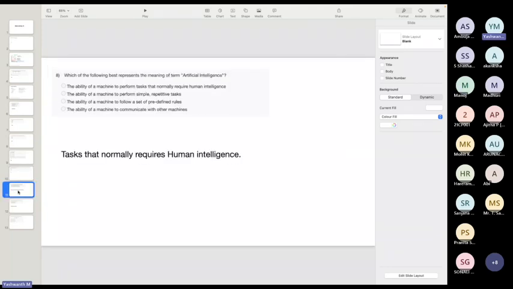Okay, so this is a very simple question. What does artificial intelligence represent? It's not a repetitive task or some communication between machines. It is something that normally requires human kind of intelligence. That's all.